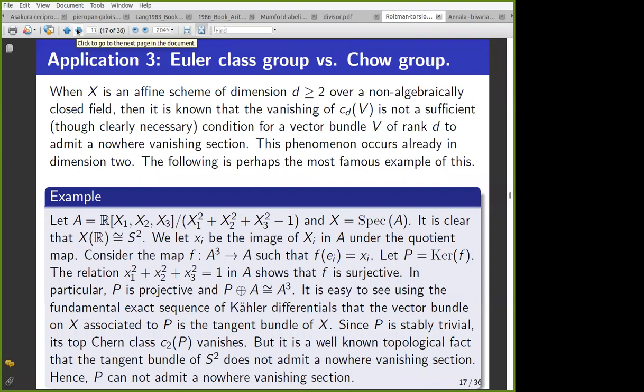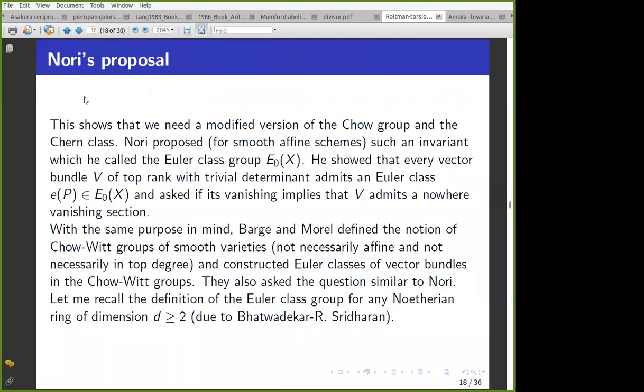Okay, so we see that the non-algebraically closed field situation becomes much more complicated. So here is Nori's proposal. This shows that we need to modify the Chow group and Chern classes. Nori proposed such an invariant, which he called the Euler class group E^0(X). Actually, I should not write E^0(X), it should be just E(X). He showed that every vector bundle V of top rank with trivial determinant admits an Euler class e(V) in E(X), and asked the question if its vanishing implies that V admits a nowhere vanishing section. So this is Nori's question.